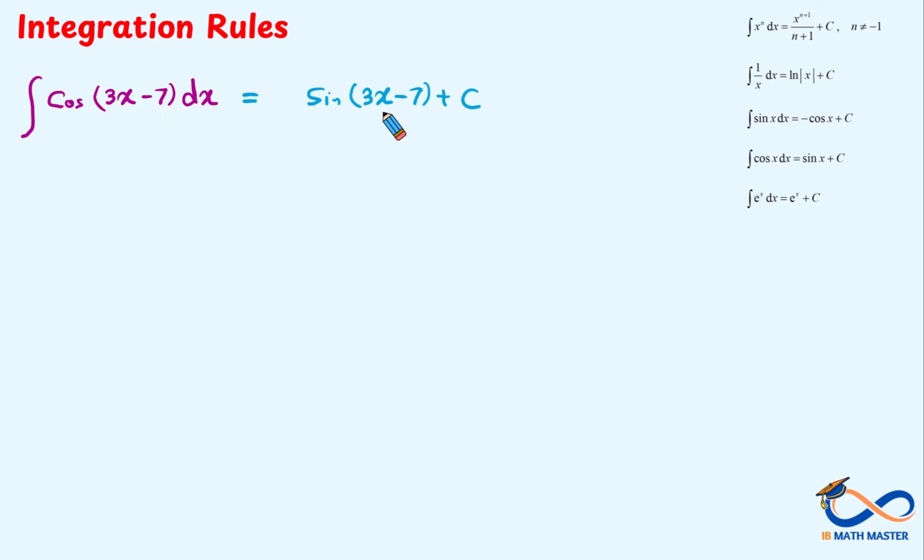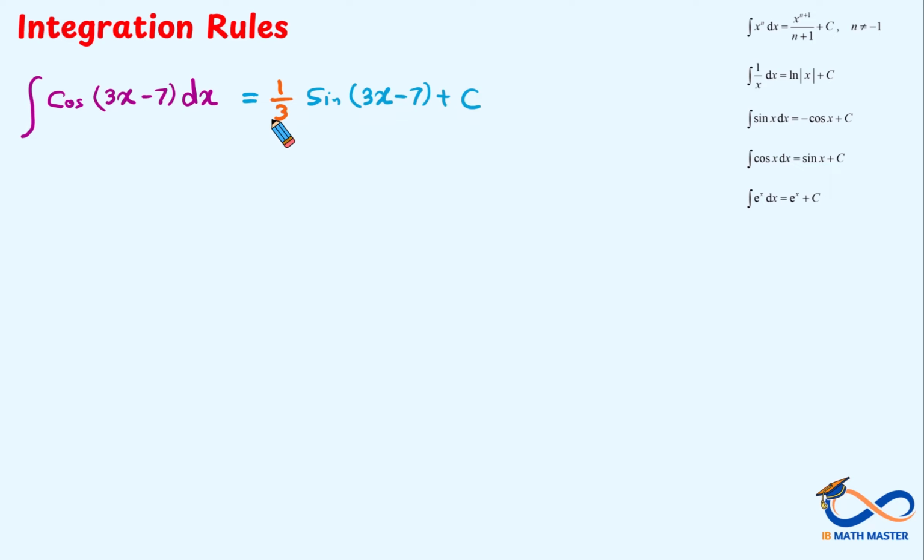But here, it will not be as simple as it appears in the formula, only sine x. Here we have only x, but here we have 3x minus 7. Does it make a difference here? Of course, yes. So to integrate here correctly, we need to multiply our answer by 1 over 3. Here we have 1 over 3 multiplied by sine 3x minus 7. This is now the correct integral.